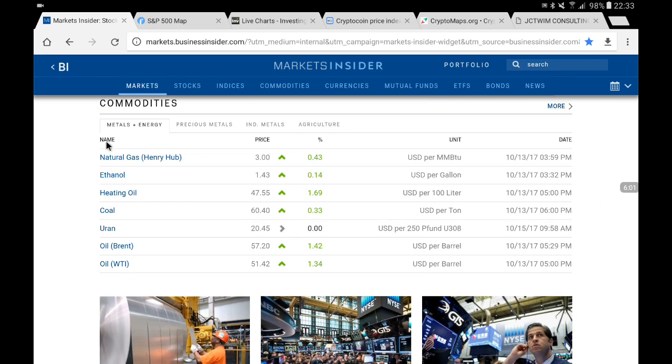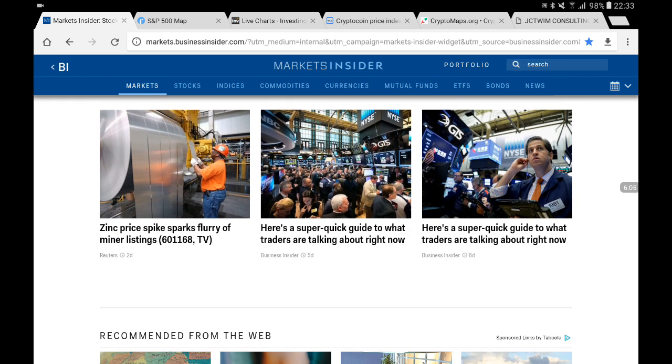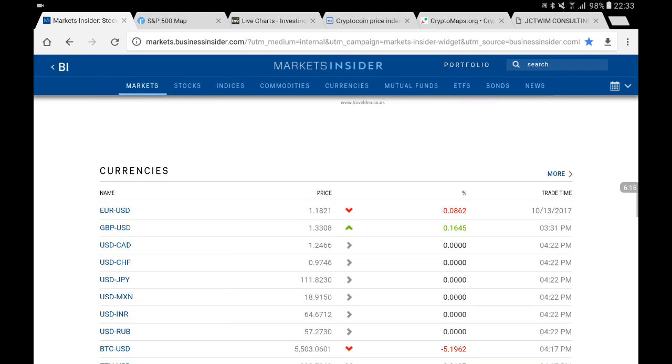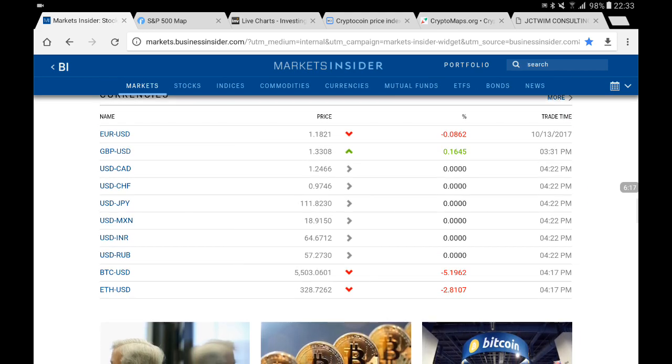Next, let's see commodities, green for commodities, so that's great. Over here you see zinc prices spark a flurry of minor listings. And over here with the stock market, here also the stock market. Next, what do we have on currencies?